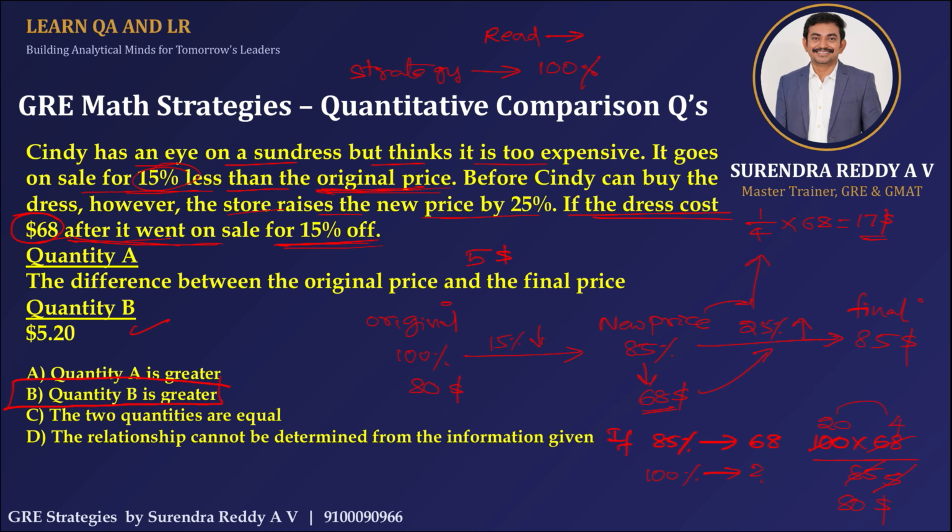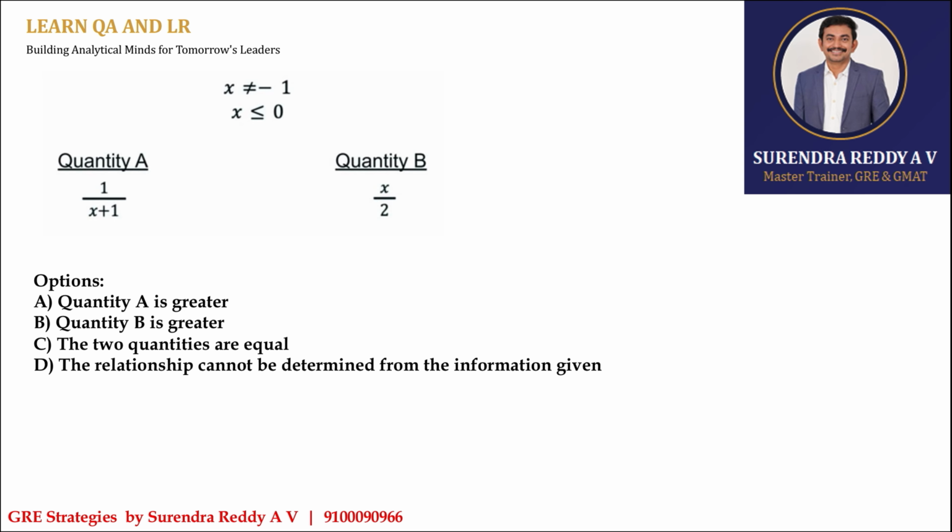So these are the kind of word problems that are typical to solve in the exam, but with proper patience, you can handle them with care. Now let's solve two questions on number systems. X is not equal to -1 and X is less than or equal to 0. Quantity A is 1 by X plus 1. Quantity B is X over 2.